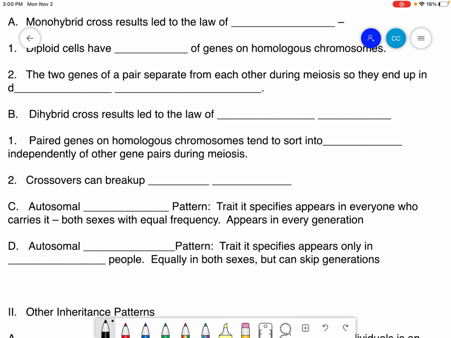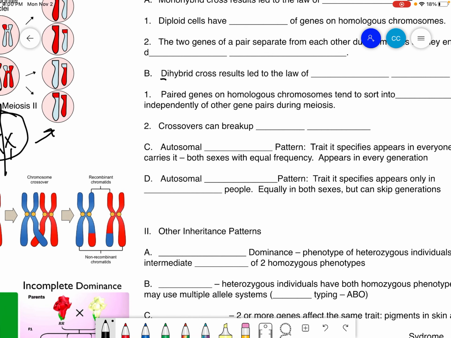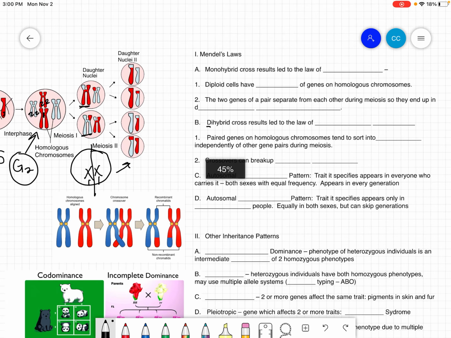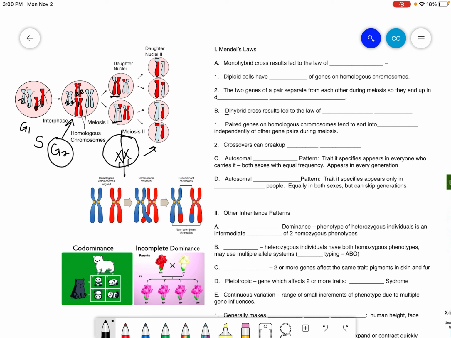So when he studied dihybrid crosses, di means two. So when he studied two hybrid crosses, or two trait crosses, this led to the law of independent assortment. In independent assortment, paired genes on homologous chromosomes tend to sort into gametes independently of other gene pairs during meiosis. So whatever's on chromosome number 1 can line up however it wants and end up in whichever gamete it chooses at the end of meiosis, independently of whatever's on number 2 or 3 or so on.